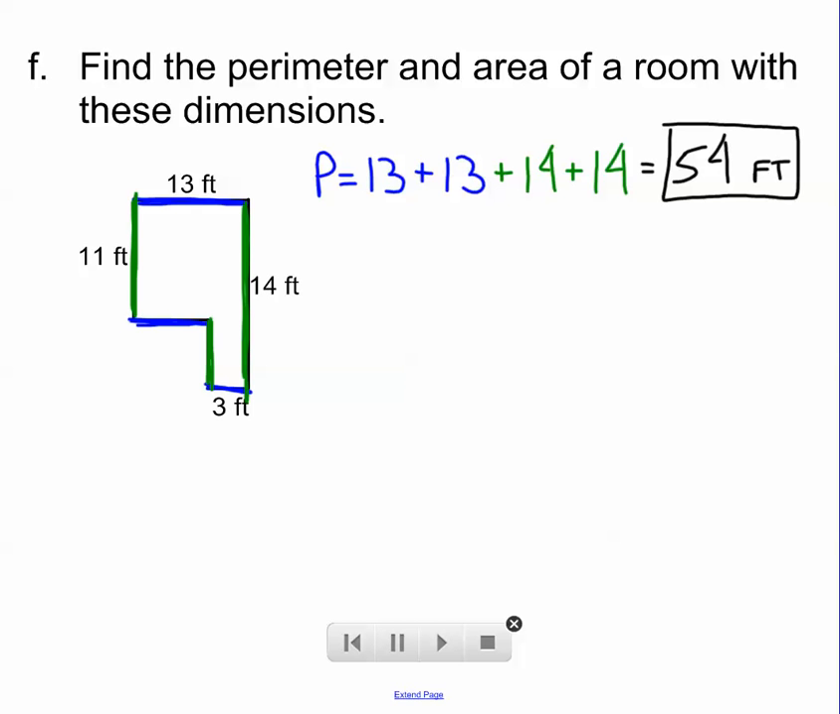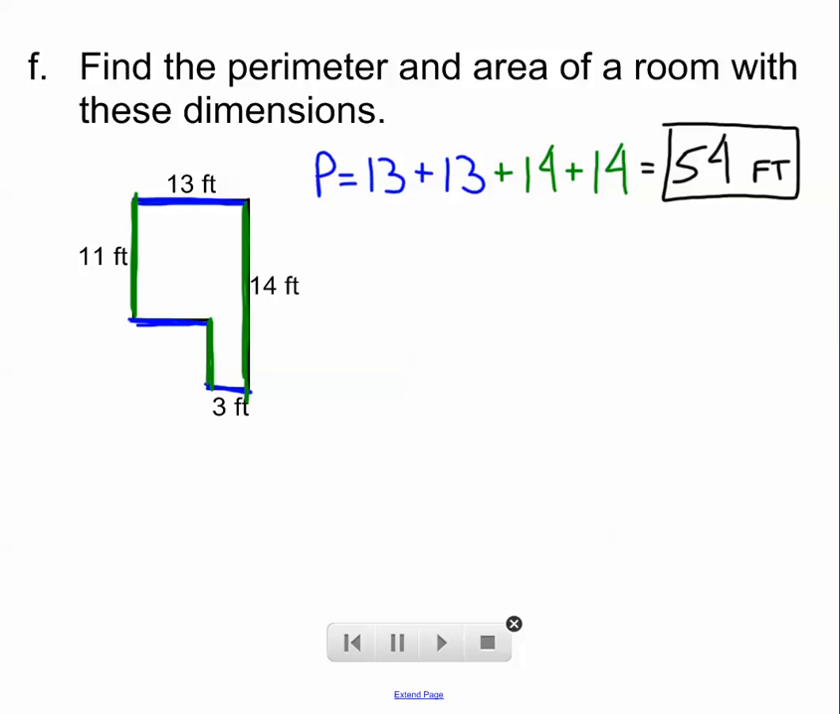Yes, 10 plus 3 is 13. You really don't need to know that this is 3. 11 plus 3 is 14. If you want to do it that way, you can, but it's kind of a waste of time. Now with area, we might need to know that. How are we going to figure out the area of this?